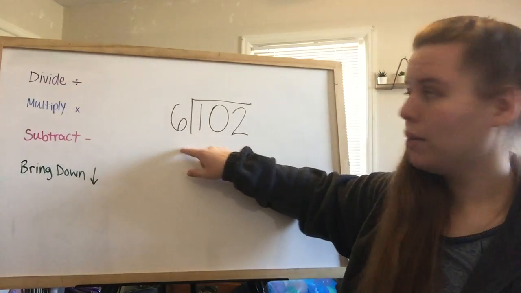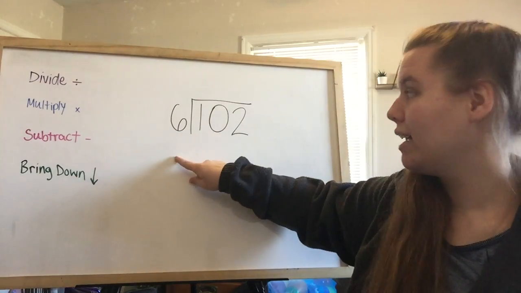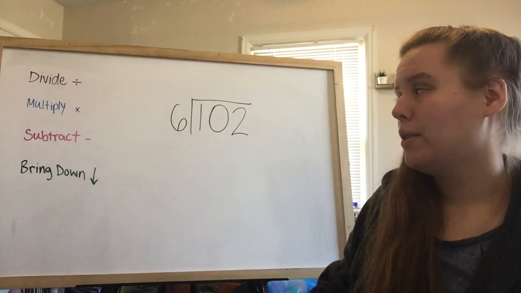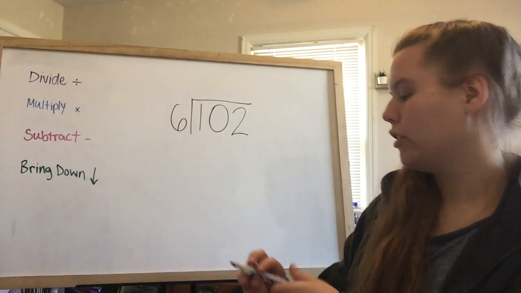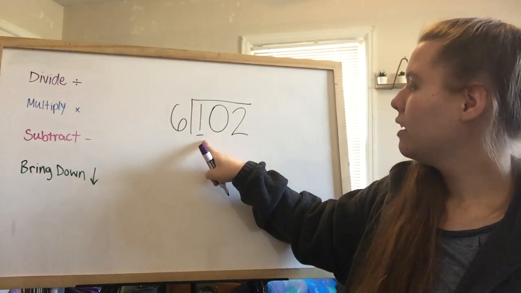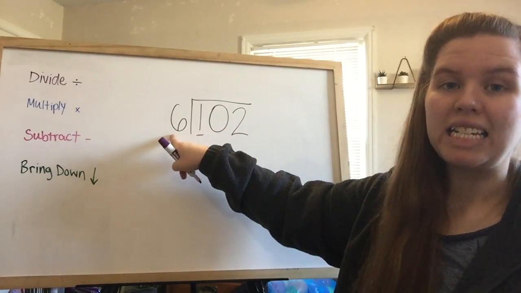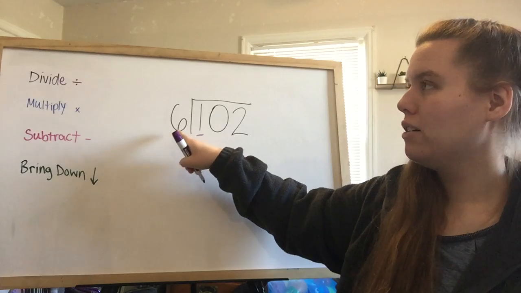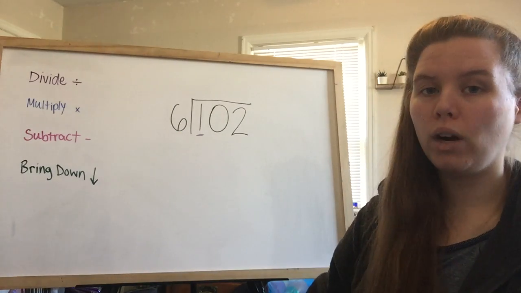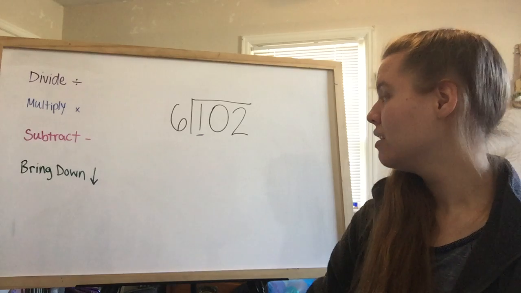So let's look. What are we going to divide by? Well, we know we're dividing 102 by 6, but we don't know how to do that, so we got to break it down a little. Let's look at our first number. We have a 1. Can I divide 1 into 6 different groups without having to make a fraction? That means without having to break my 1 up into a bunch of pieces?